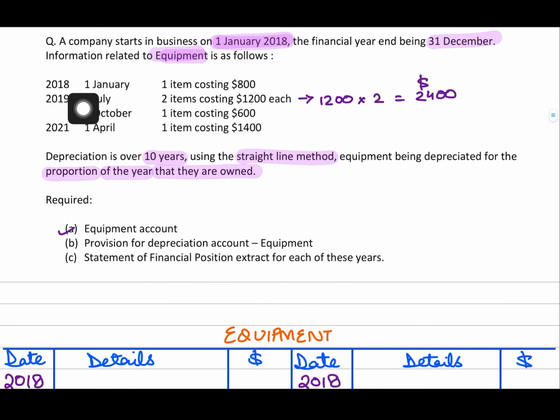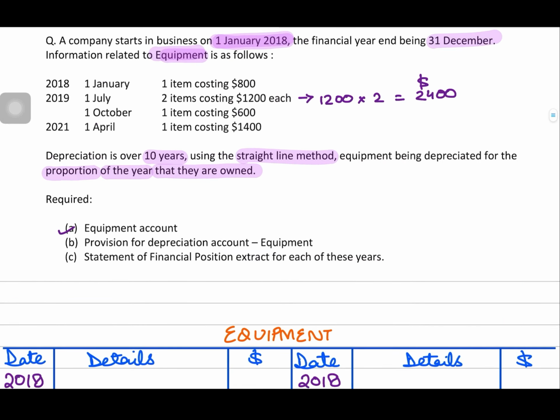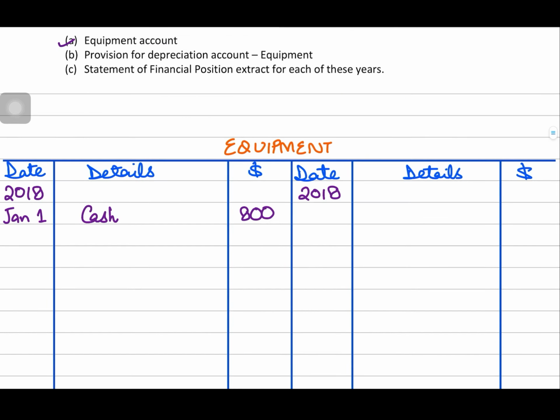of these equipments. So this equipment is being purchased on 1st of January costing $800. So January 1st, let's assume that it is purchased through cash, or it can be bank as well. The value is $800, right. No other purchases in the same year, so we will just balance this account now. So the year end is December 31st. Balance carried down $800. Okay, so if there is just one entry in the account for a particular year, you can just finish it over here. You don't again have to write the totals, right.